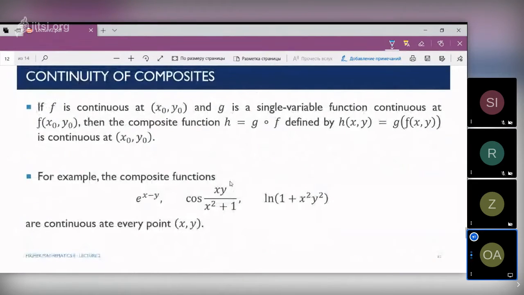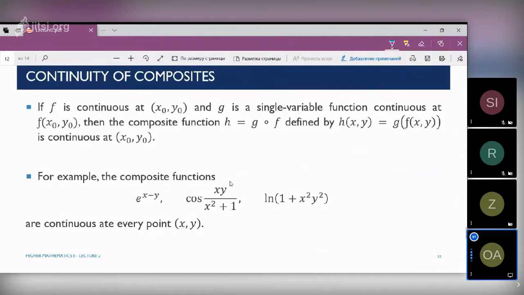Continuity of components. If f is continuous at x0, y0, and g is a single variable function, continuous at f of x0, y0, then the composite function h, g composed with f, defined by h of x, y equals g of f of x, y, is continuous at x0, y0.